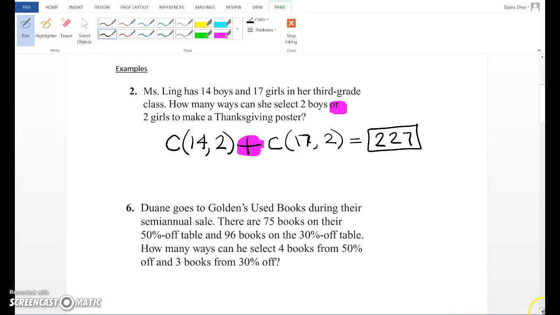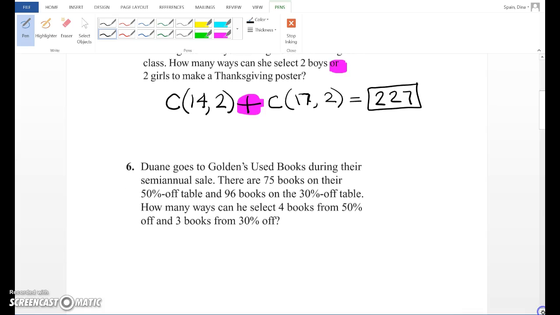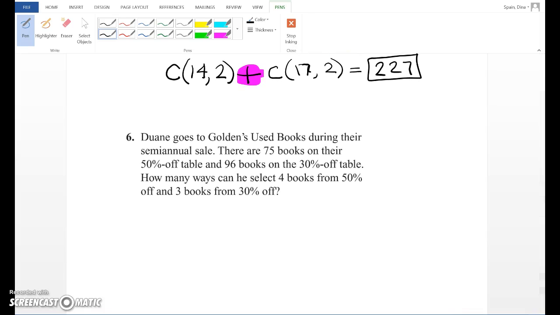Alright, let's skip down to number 6. Number 6 says, Dwayne goes to Golden's used books during their semi-annual sale. There's 75 books on their 50% off table and then 96 books on the 30% off table. How many ways can he select 4 books from the 50% off table and 3 books? Let's highlight the "and" there. Right, "and" means we're going to multiply. So let's go ahead and put a big multiplication here.